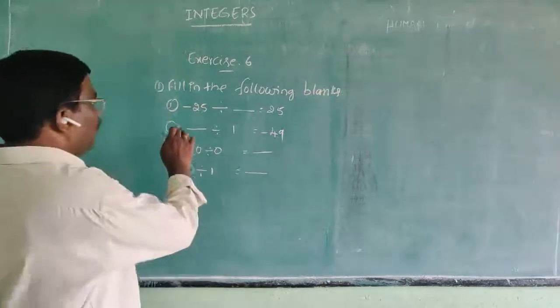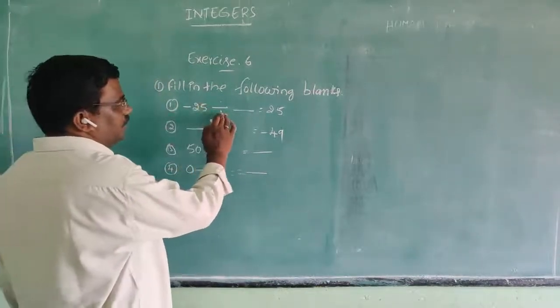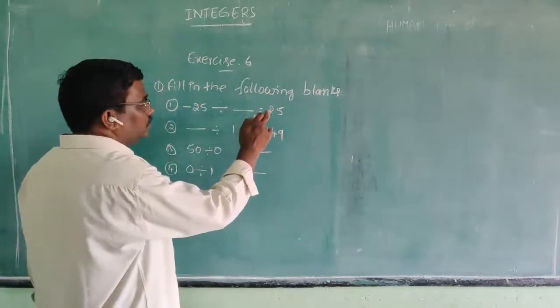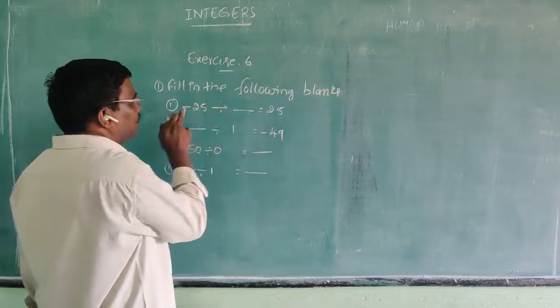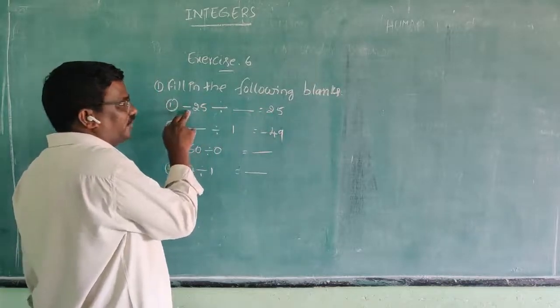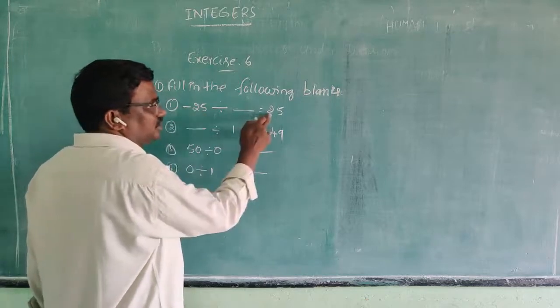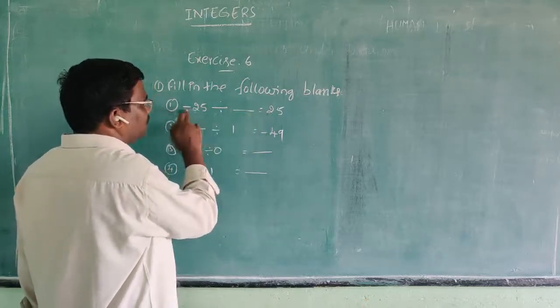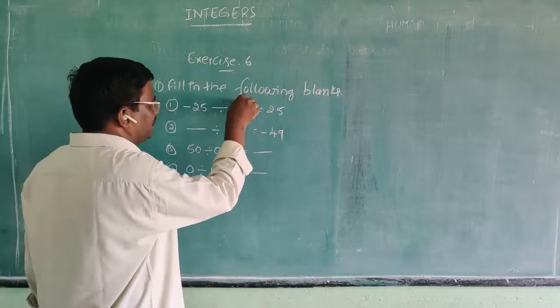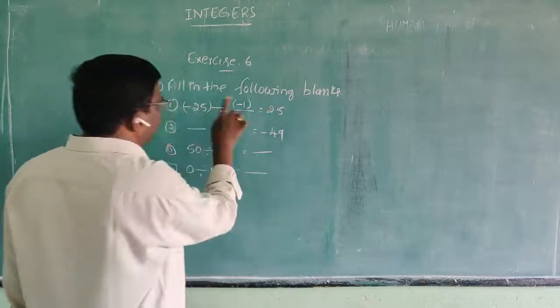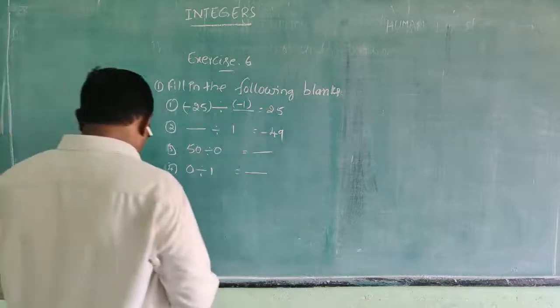Let us take minus 25 divided by dash equals 25. The result is 25, the dividend is minus 25. But this is a negative integer and this is a positive integer. So a negative integer divided by a negative integer gives a positive: minus by minus is plus. So the answer is minus 1.